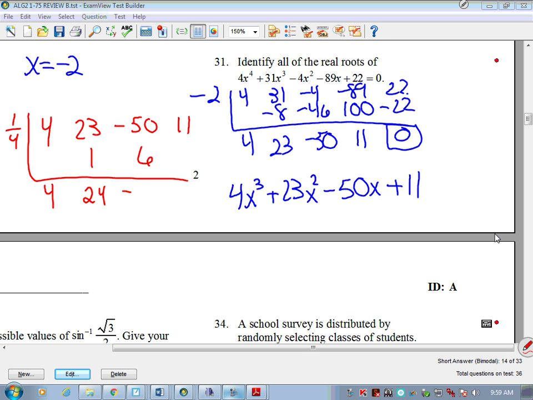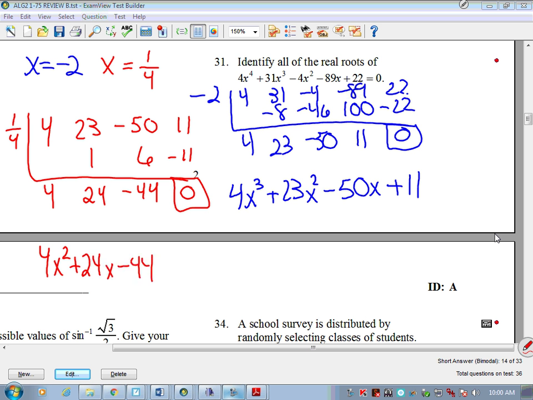Negative 44. What's negative 44 divided by 4? Negative 11, all right, which is 0. So we know that x equals 1/4 is another root. At this point, I'm finally at 4x squared plus 24x minus 44.